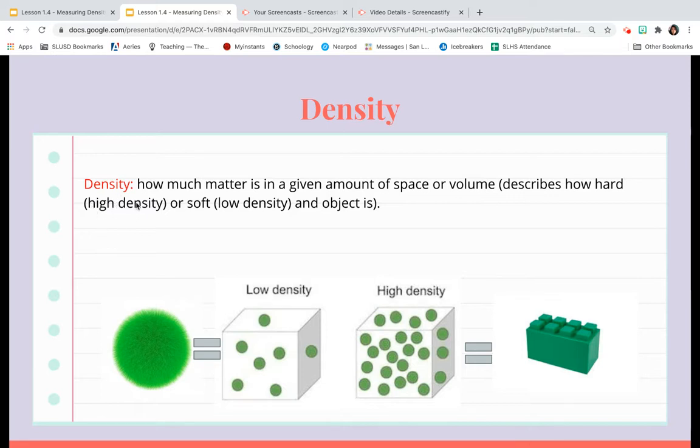So something with a high density is like a stiffer or harder object. You don't want to punch through that, right? Something with a softer density is more like a pillow. So if I could zoom in to the particles or the pieces of matter that make up each object, this green fuzzy ball has a low density because there's less matter or particles in this amount of space. However, this green Lego block has a high density because it has more matter or particles within this space, right? So high density just means there's more stuff or more atoms or more particles in the same amount of area.